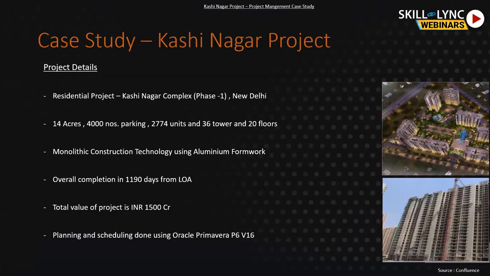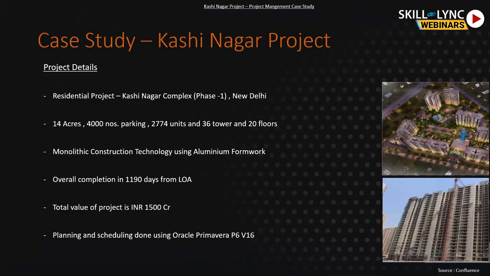Through this case study, we'll see the application of Primavera. We're applying it in any project. So the project I've chosen is Kashinagar project. It's a residential project, basically the phase one, and it is 14 acres of land. Basic details I'm giving: 400 dwelling units, parking 2,774 dwelling units, 36 towers, and 20 floors each.